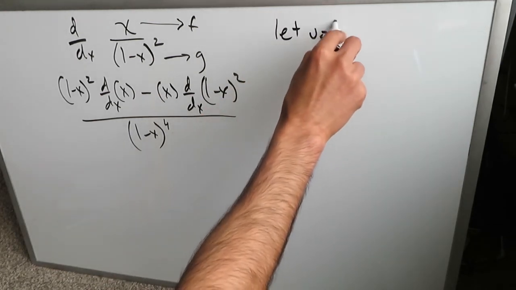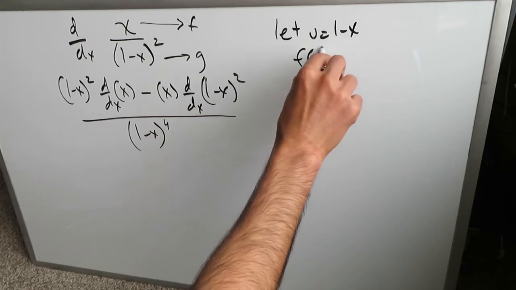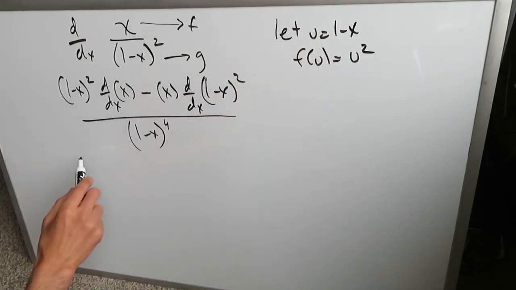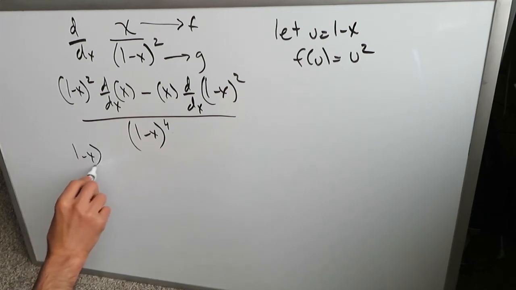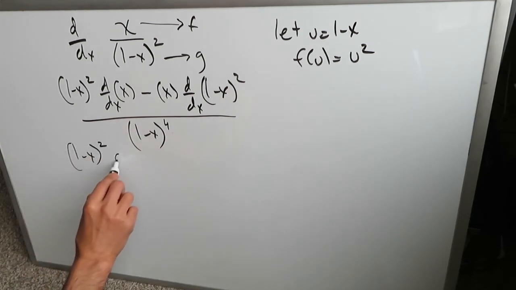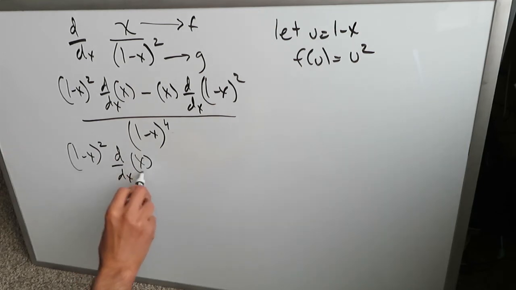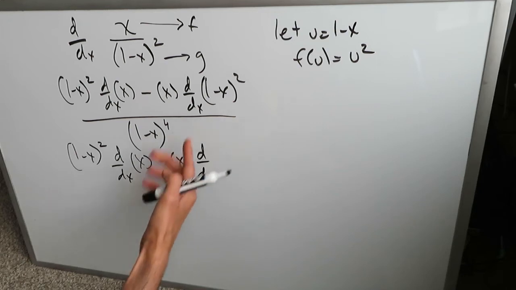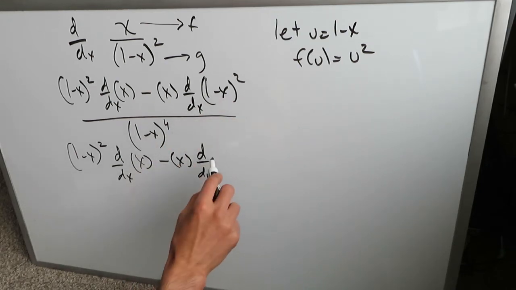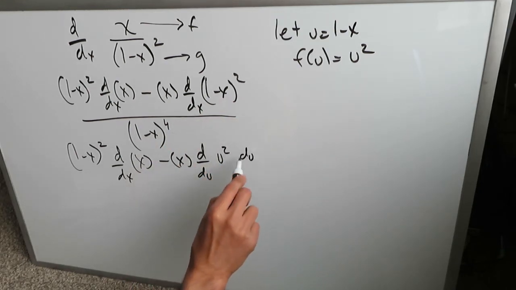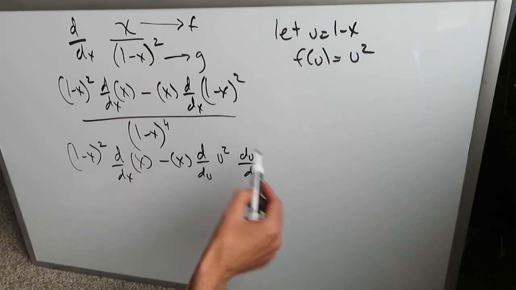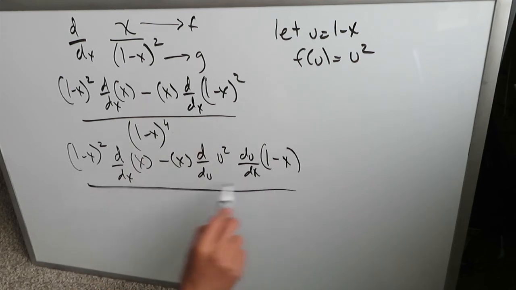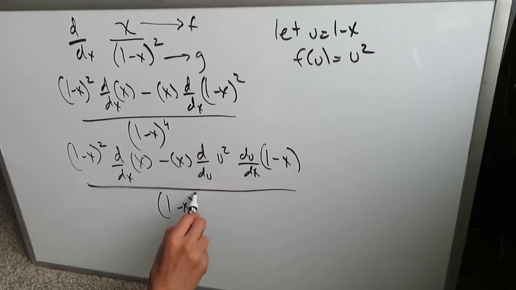Here is our step where the substitution must kick in. Let u equals 1 minus x, therefore f of u is equal to u squared, because it's u squared, right? So let's do the chain rule now in the next step. 1 minus x whole squared d over dx, x over here, minus x times d over du, derivative of this function with respect to u squared, and then the derivative of that same function with respect to its x variable, 1 minus x, all over 1 minus x to the power 4.